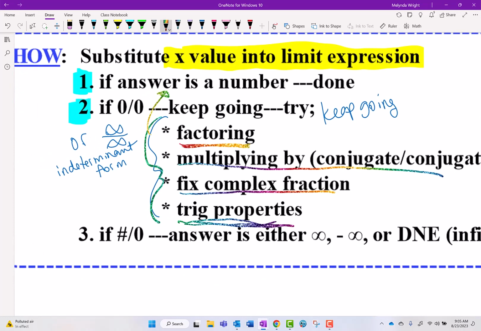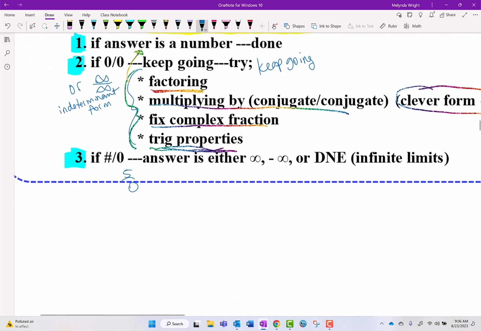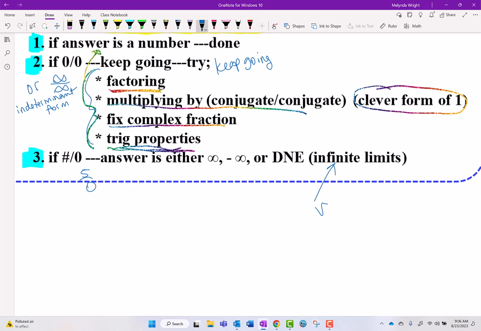So that's what happens if we get 0 over 0. All right, the third thing that can happen is if you get a number over 0. Let's say you get 5 over 0. If we get that, what that means is that we have a vertical asymptote at that location. That's what it means when we get a 5 over 0, negative 3 over 0, something like that. And our answer would be one of these scenarios: either infinity, negative infinity, or D and E.